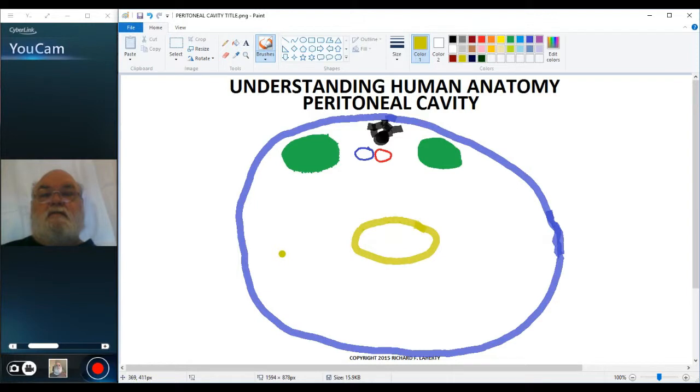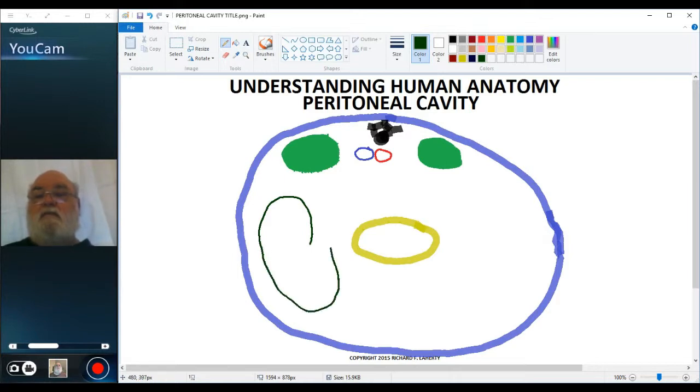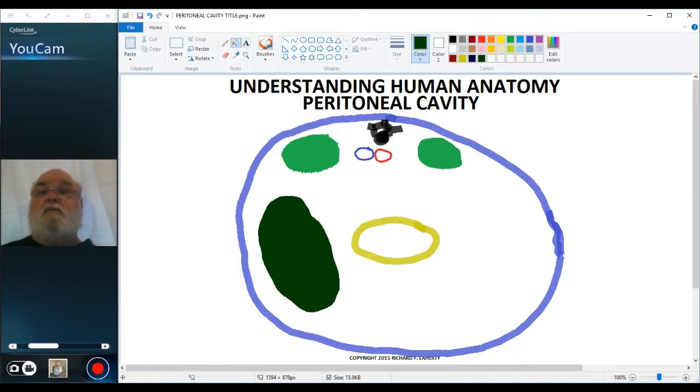And we'll draw in a liver that has grown much larger, and the liver is sitting to the right of the stomach, and we'll color that in. And again, before I get going too far, let me get some labels in here.